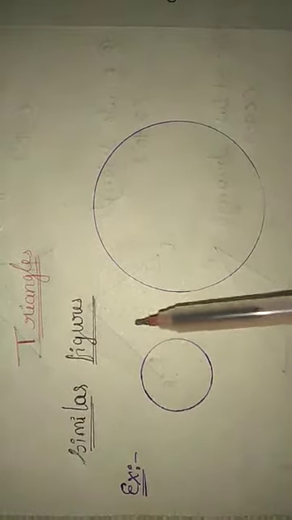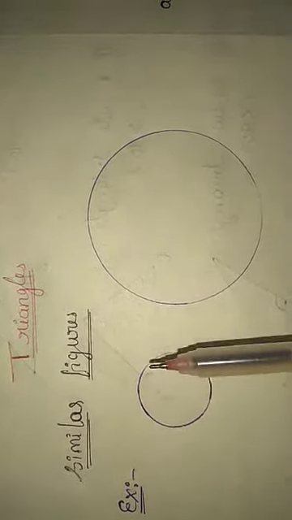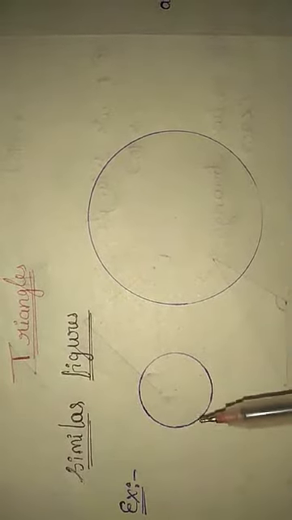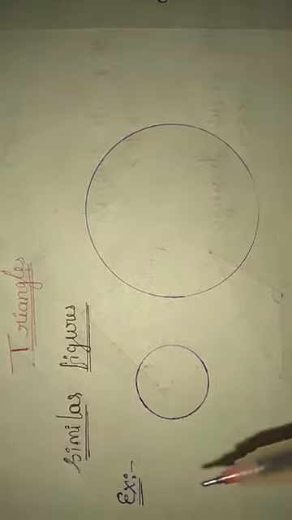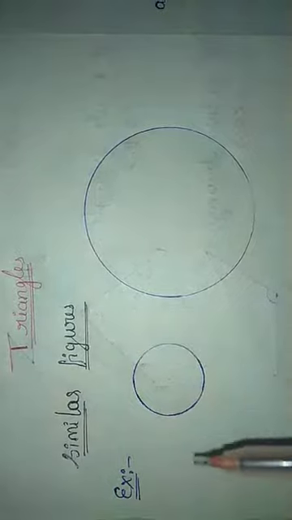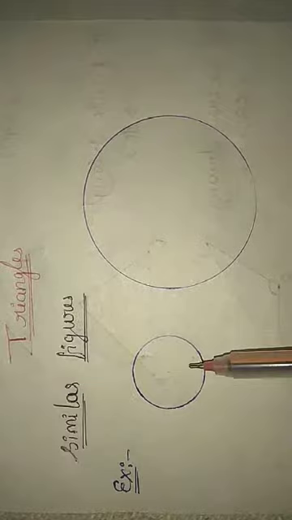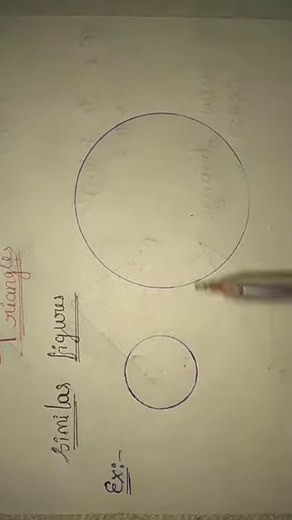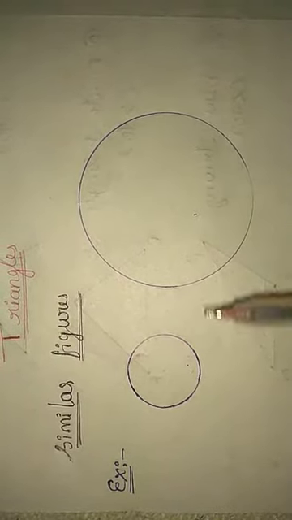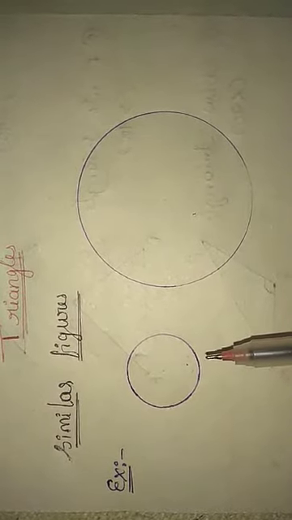Similar figures means two geometrical figures having the same shape, and it is not necessary that they have the same size. Congruent figures must have the same shape and same size, but similar figures have the same shape with no necessity of the same size. For example, circles. I have two circles. They have the same shape, circle shape. So I can say these two are similar figures.